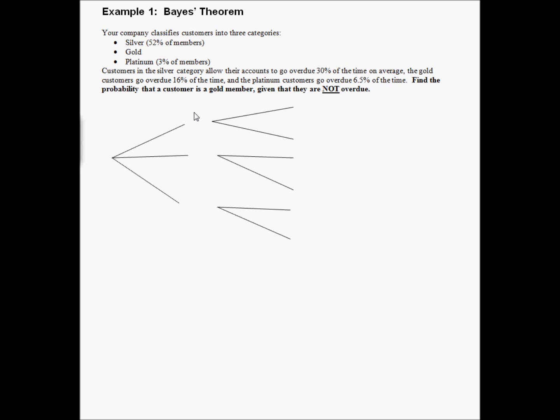First thing is our first category, which would be silver. Our second category would be our gold members, so I'm going to use a G for gold. And then our third category of customers would be platinum. Now, customers can either be overdue, or I'm going to call them overdue prime, which we could call not overdue: overdue, not overdue, overdue, and not overdue. So the prime here just means not overdue, and you can do it however you would like to do it.